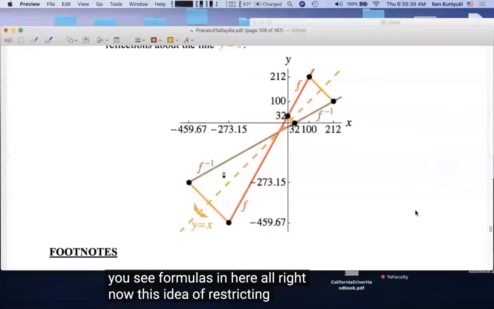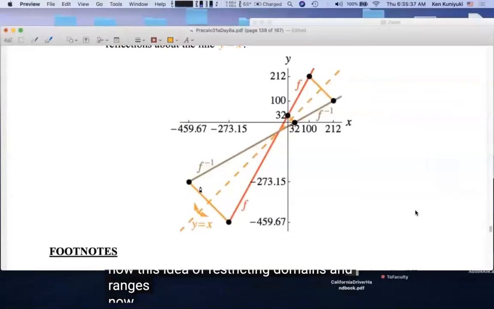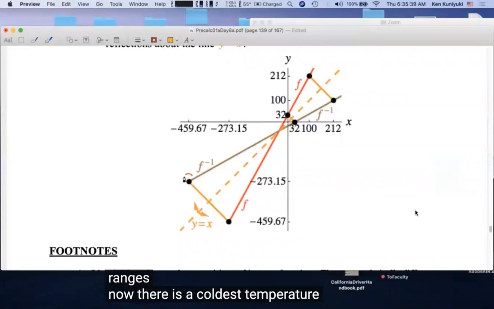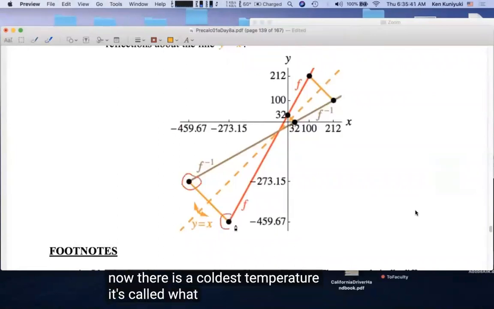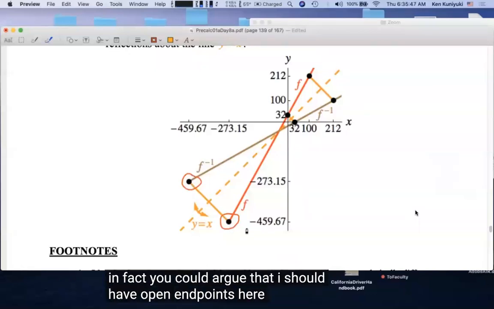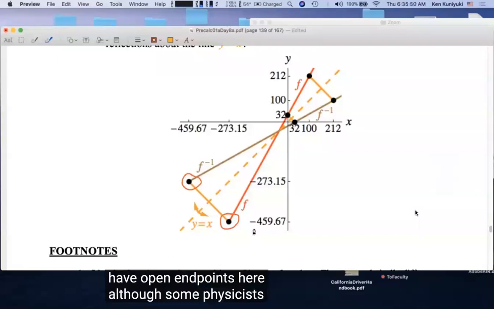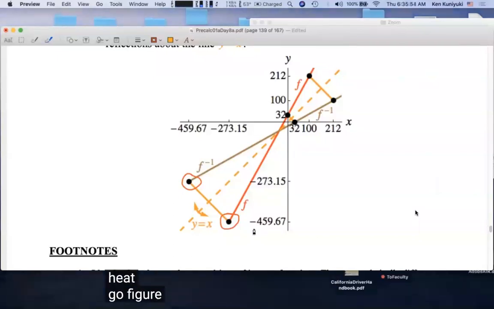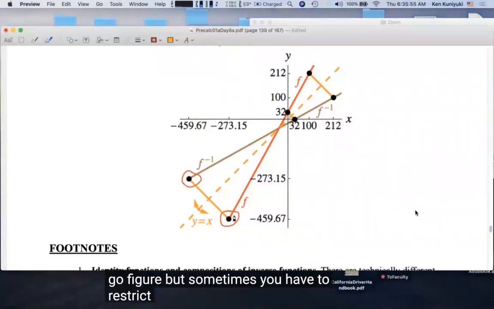Now, this idea of restricting domains and ranges: there is a coldest temperature. It's called absolute zero, or 0 Kelvin. In fact, you could argue that I should have open endpoints here. Although some physicists believe that absolute cold is the same as absolute heat. Go figure. But sometimes you have to restrict domains and ranges.